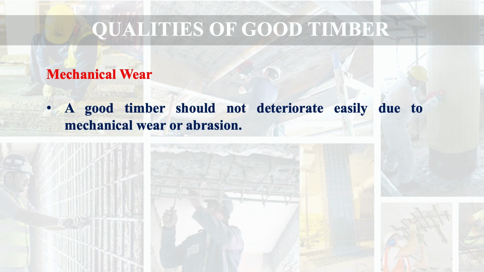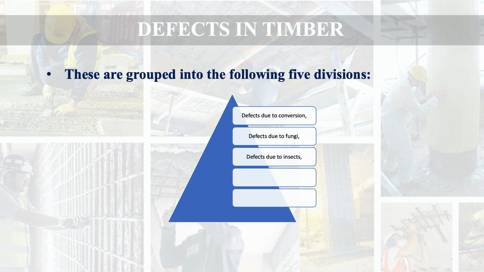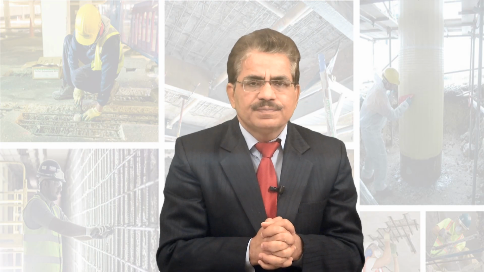Second is defects due to fungi. Due to fungi attack, there may be some defects caused in the timber. Those will be called defects due to fungi. Then defects due to insects. There are various categories or types of insects that may attack the timber and may create many defects in that timber. Those defects will be called defects due to insects.